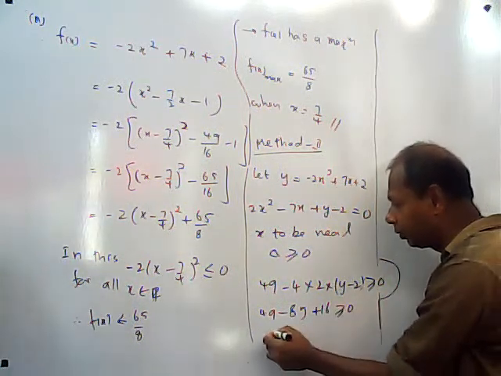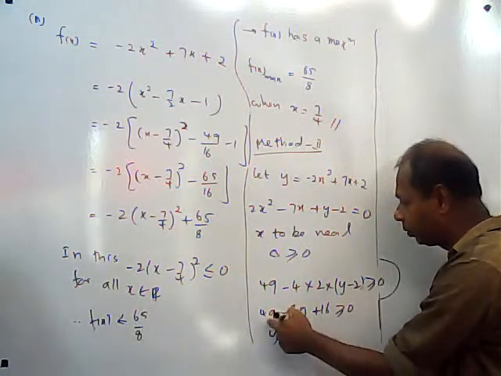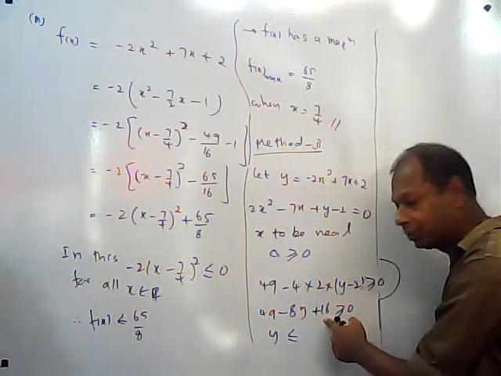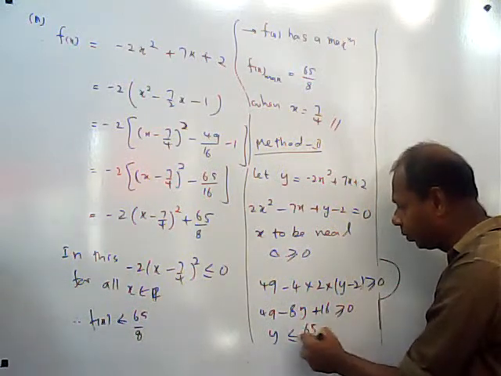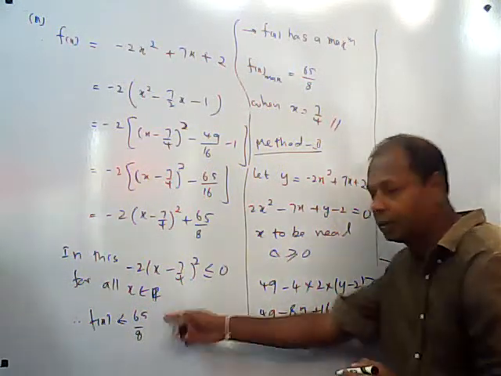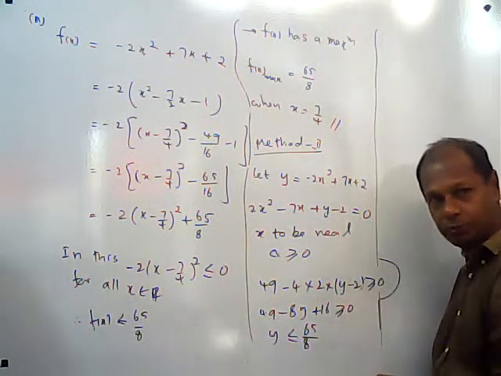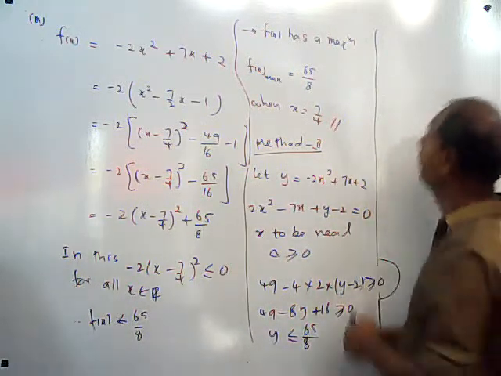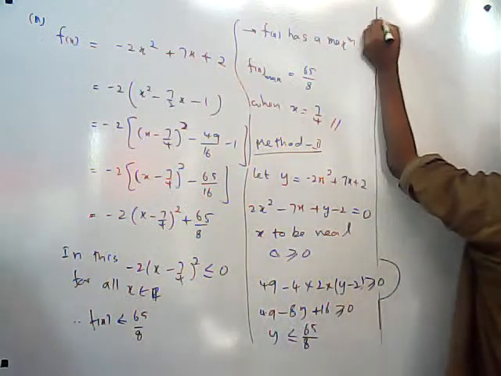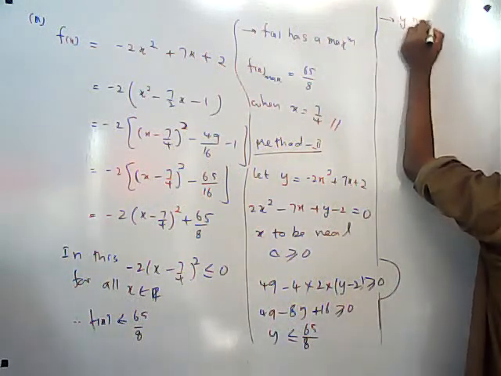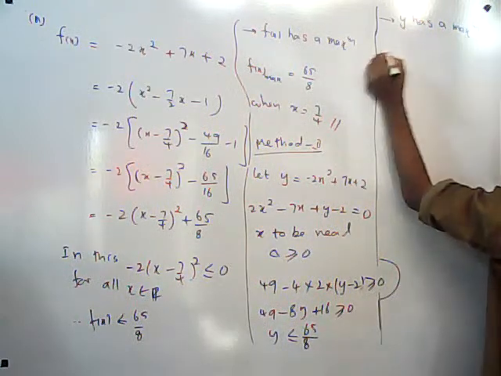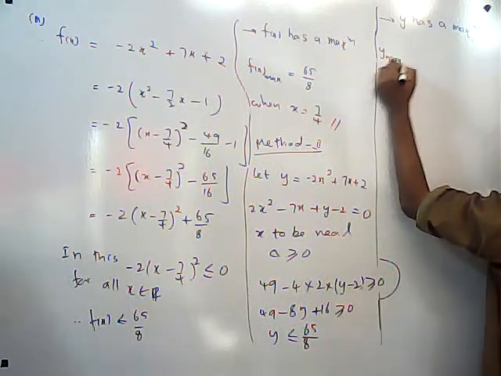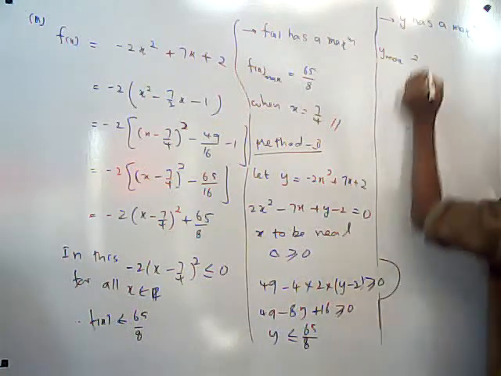y is less than or equal to 49 plus 16 is 65, over 8. Yeah, the same result as this. Okay, that implies y has a maximum. So y max is 65 over 8.